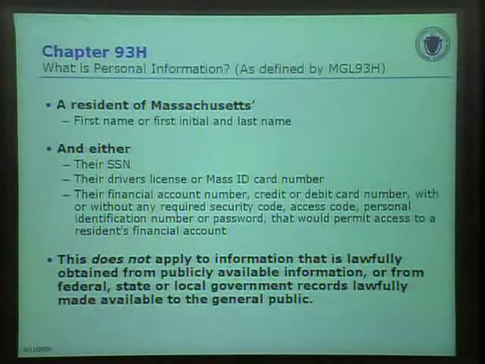We are always talking about personal information. What is personal information as defined by Mass General Law 93H? It's a Massachusetts resident's first name or first initial, and last name, and either their Social Security number, their driver's license, or Mass ID card, which is, does anyone not know what a Mass ID card is? Okay, a Mass ID card, essentially, it's a personal form of identification. It looks a lot like a license, but doesn't allow you to drive a car. Also, their financial account number, credit card, or debit number with or without any security code, access code, personal identification number, or password that would permit access to that resident's financial account. This doesn't apply to publicly available information from federal, state.